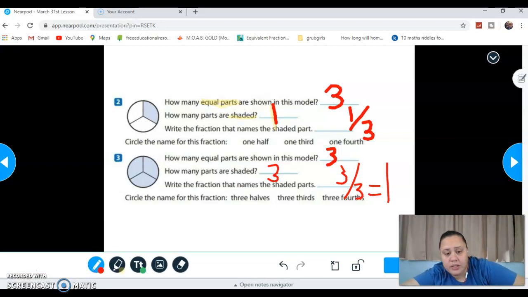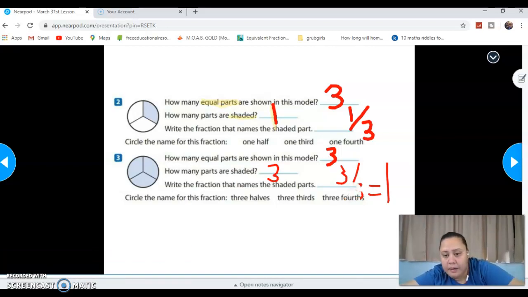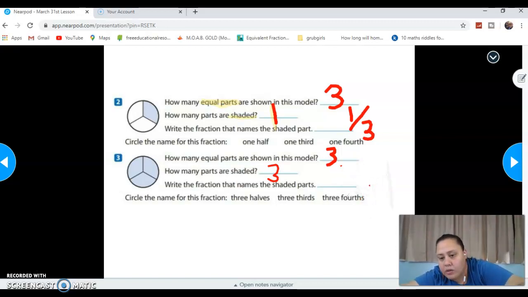Now what I want to focus on today, because this will be what is on your independent practice, is more so writing it in words. So let me erase this so we have room.